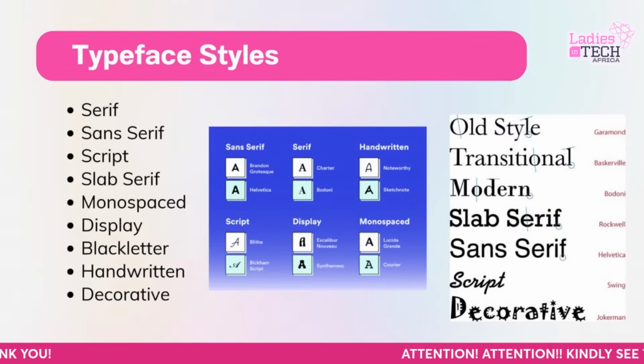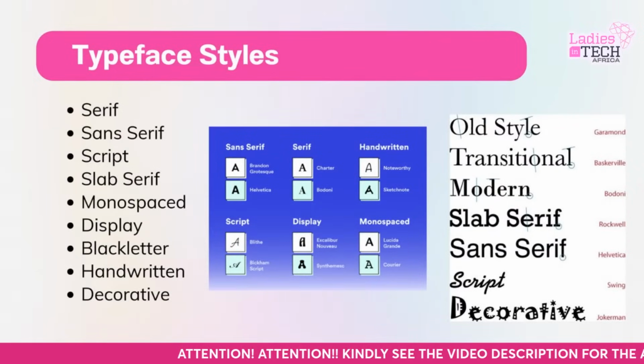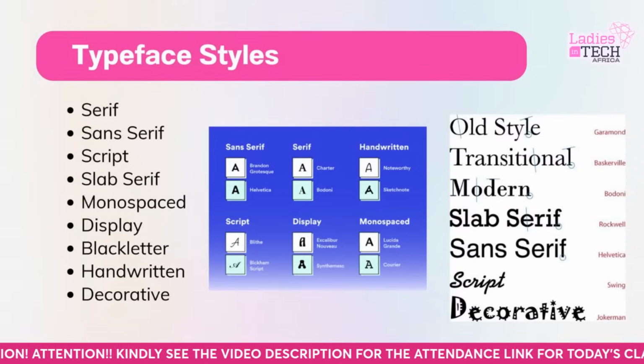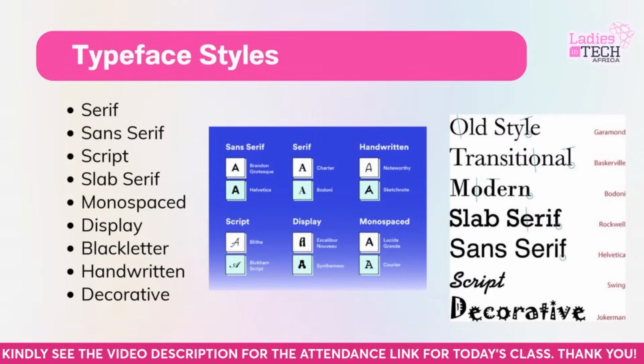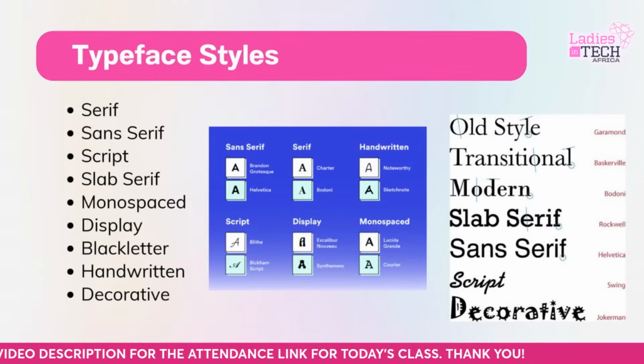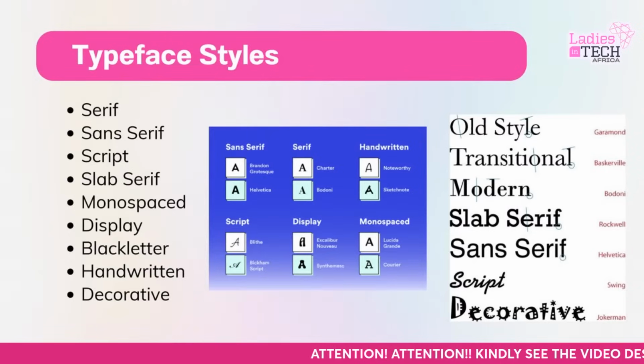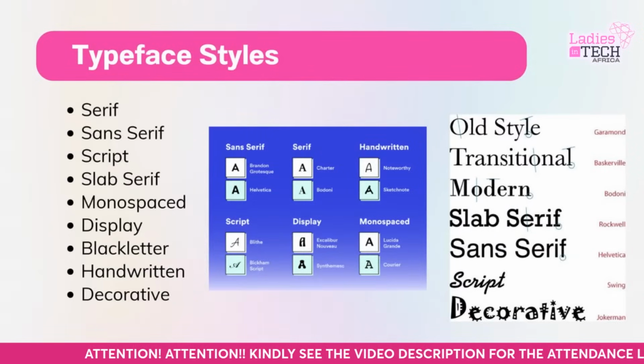Okay, so what are typeface styles? We have serif, sans serif, script, slab, monospace, display, handwritten, decorative, and I try to give like a pictorial representation. So if you can look closely at the image of sans serif, you can see it does not have an extra, like a cap or a footer or something. It doesn't have an extra, it's just the word. But serif, you can see the extra.